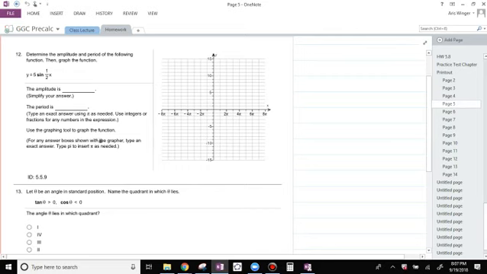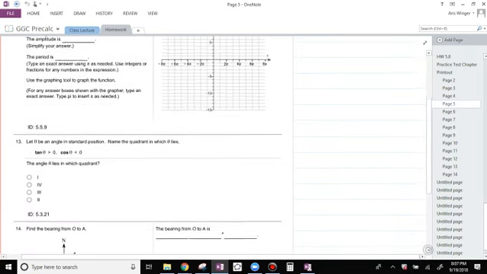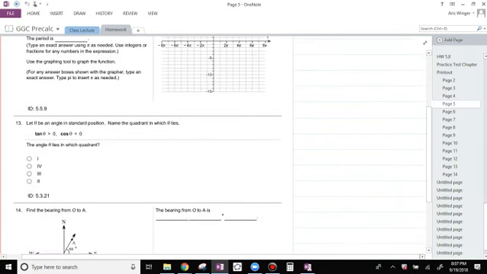Y equals 5 sine of 1/2 x. Same old stuff. Yeah. 13. What quadrant are we in? Tangent's positive, cosine is negative. The second? No, fourth? I think it's the fourth. I don't know. I forgot.